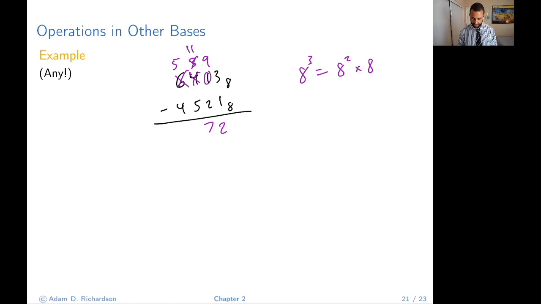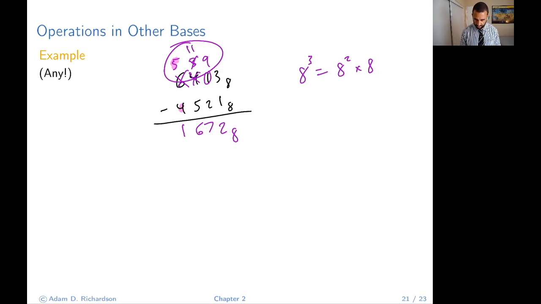So 11 minus 5 is 6. And then last but not least, 5 minus 4, which is 1. And that's the answer, 1672 base 8. So that's really what it is. It seems a little bit complicated, but you just have to keep in mind that these numbers up here are keeping track of collections. You just have to see how many you've got.